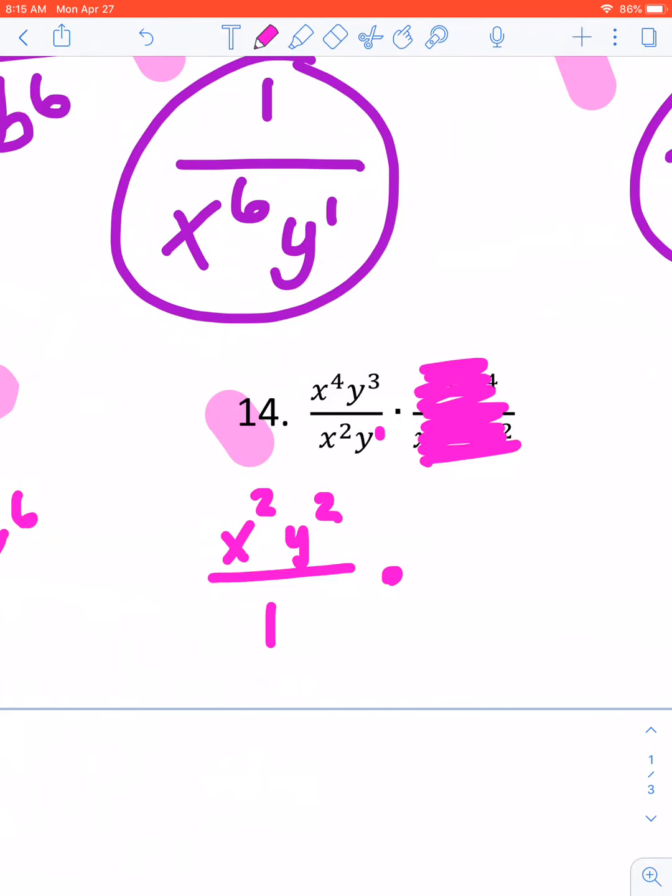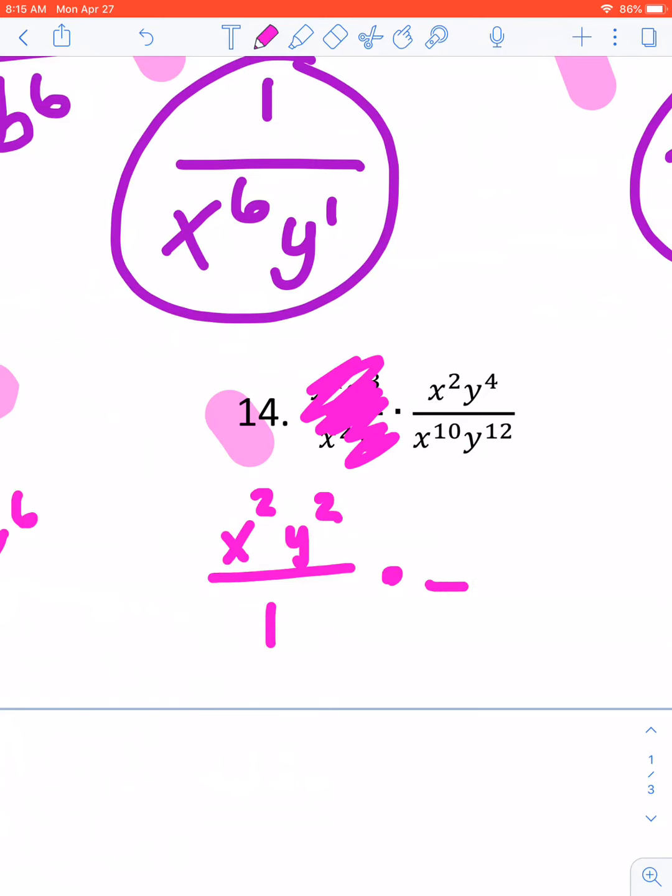Okay. Times. So again, I'm simplifying down the fraction. Then I'm going to come over here to my other fraction and look at that problem. So I have 2 x's on top and 10 x's on bottom, so I have 8 more x's on bottom. And I have 4 y's on top and 12 y's on bottom, so I have 8 more y's on bottom as well. Ooh, let's rewrite that. That's a little crazy there. I have nothing on top, so I have my 1. Okay?